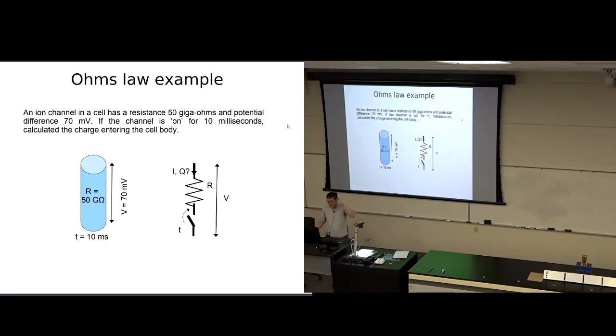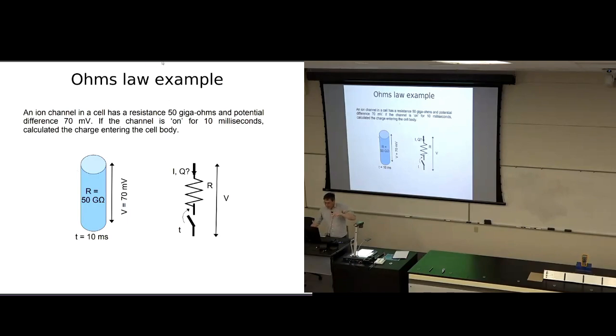So a really, really tiny little wire, you could think of it as. That's what I pictured it as here, as if it was a wire. We're told that a particular ion channel has a resistance that is 50 gigaohms. A giga is 10 to the 9. So this is 5 times 10 to the 10 ohms, so it's a large number in ohms. We've got 70 millivolts across that resistor. That's a resting potential of a cell.